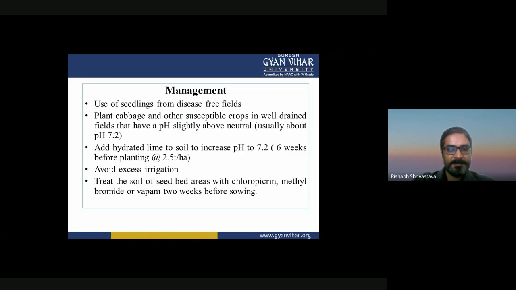Avoid excess irrigation. Treat the soil of seedbed areas with chloropicrin, methyl bromide, or Ripam 2 weeks before sowing.